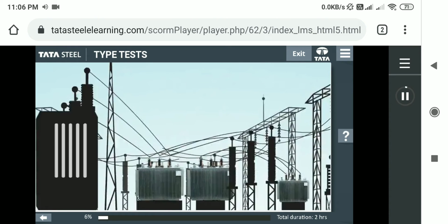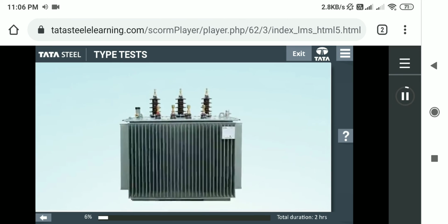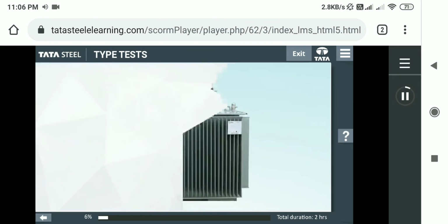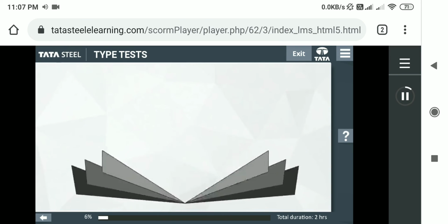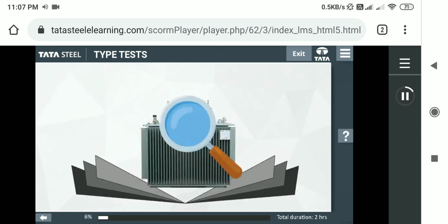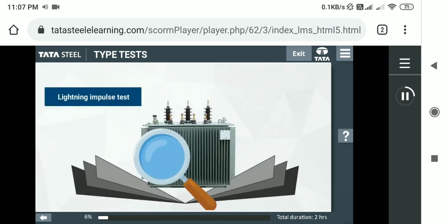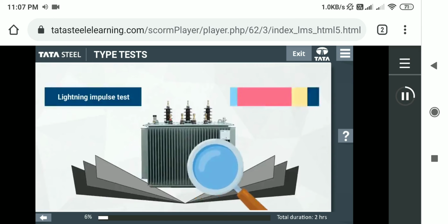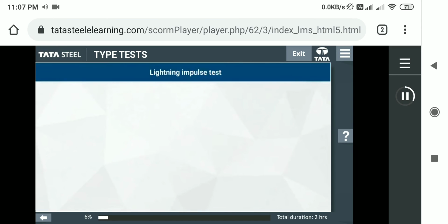Type tests are carried out only on one transformer of the lot. They are done to check the design and process parameters. They include all routine tests. Additionally, the following tests are included in type tests: 1. Lightning impulse test. 2. Temperature rise test.